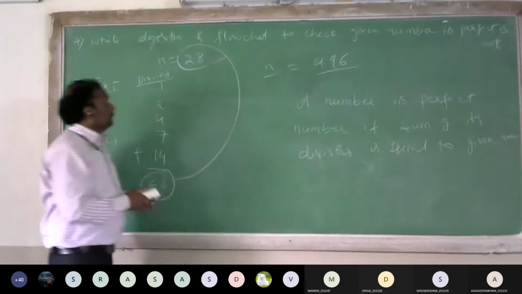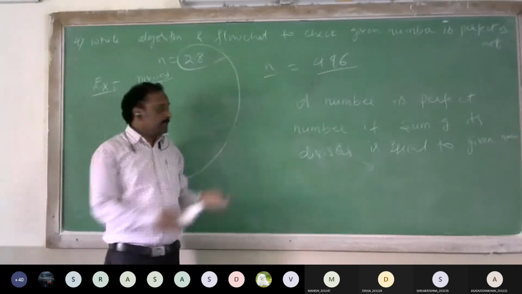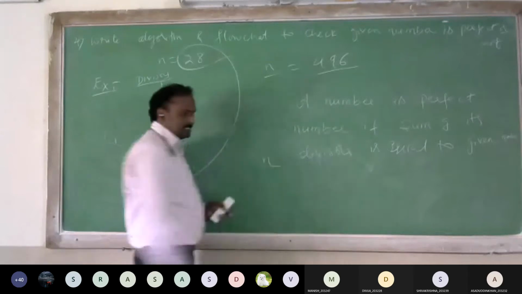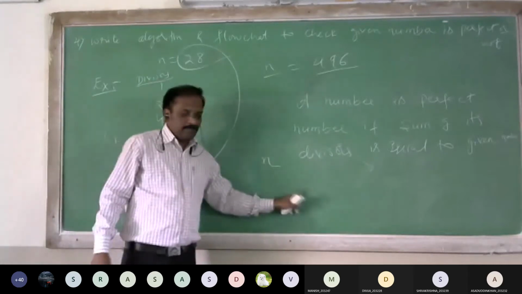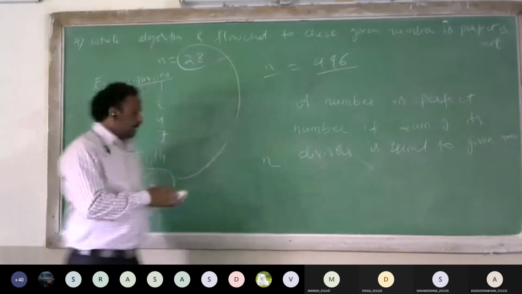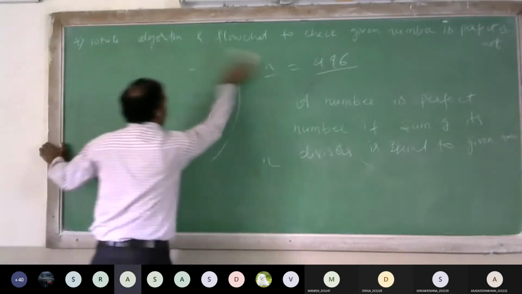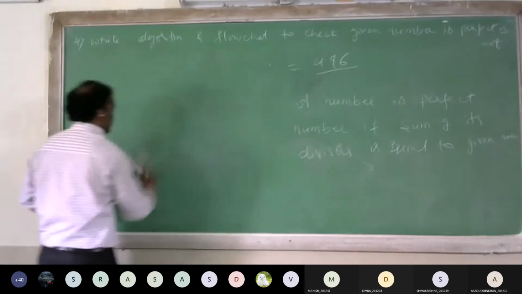So this is our problem. The problem is to write an algorithm and flowchart to check whether the given number is perfect or not. If any number n is given, we need to test whether n is a perfect number or not. That is our question. Understood the question, everybody? Yes, sir.